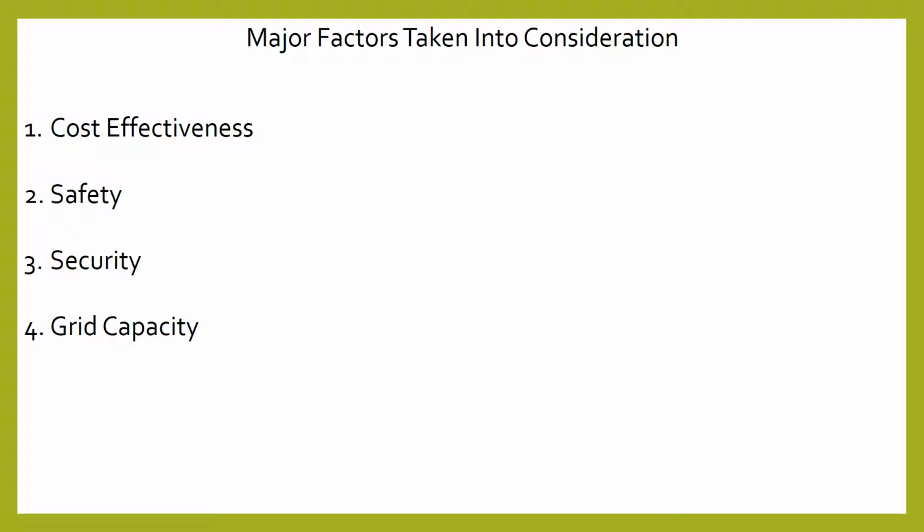Grid capacity is number 4. There's no point producing more energy than the grid can handle, so putting the right infrastructure in the right place makes nuclear power much more efficient.